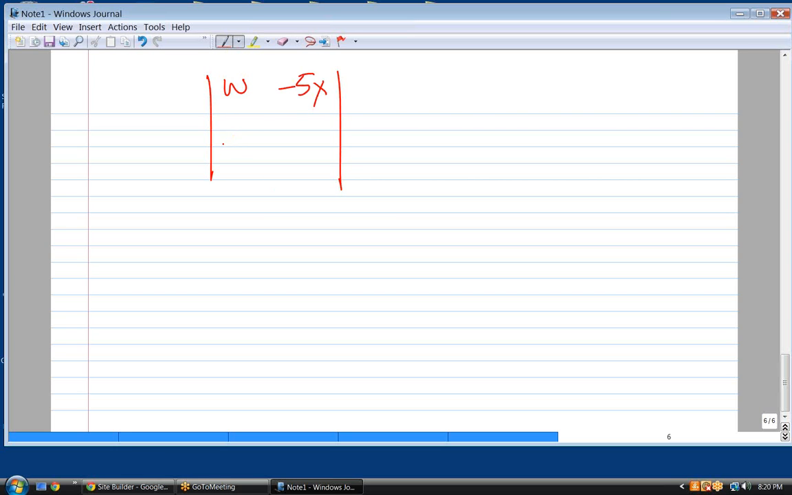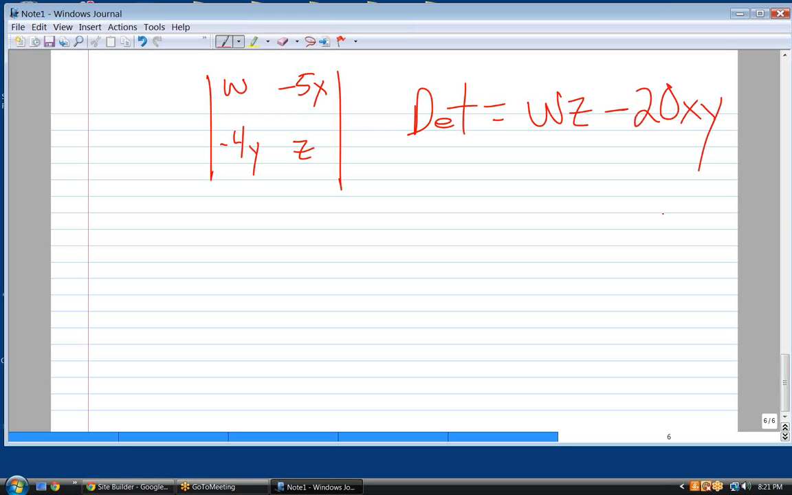Over negative 4y and z. Okay, so the determinant is what? WZ minus 20xy. And what's the problem again? What do they want? It says evaluate the determinant of the matrix below to determine which of the following makes the equation true. It gives you an A, B, C, D, E, and E.